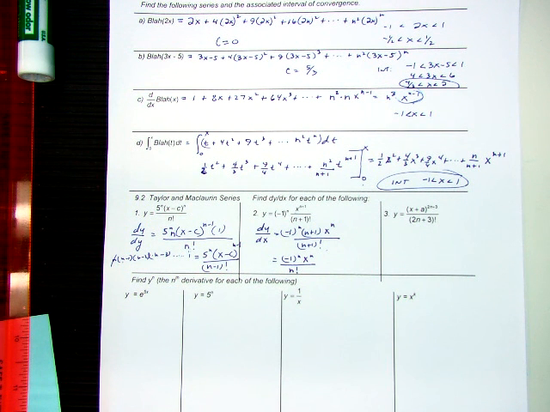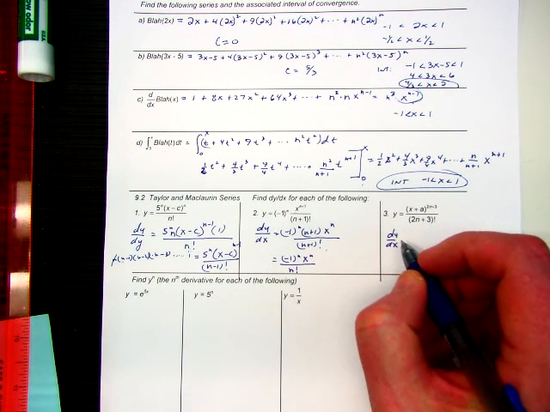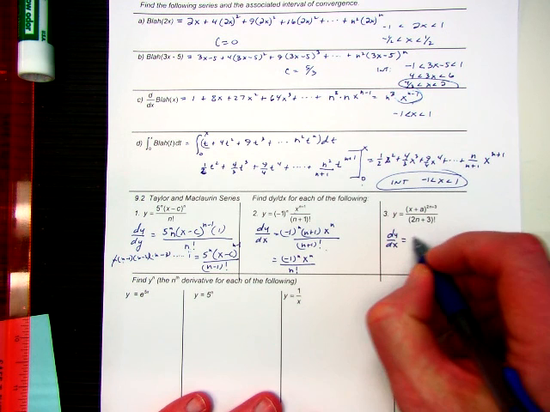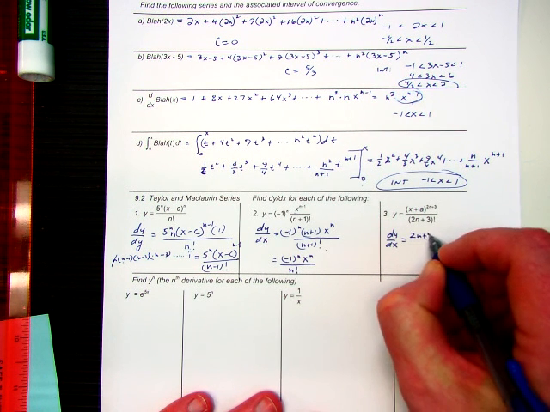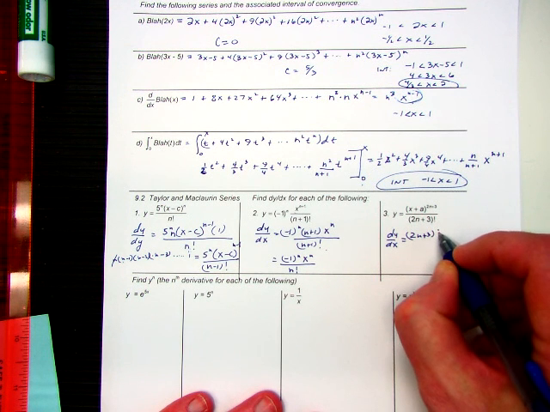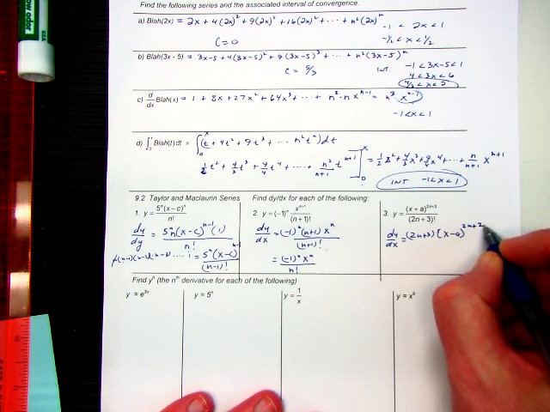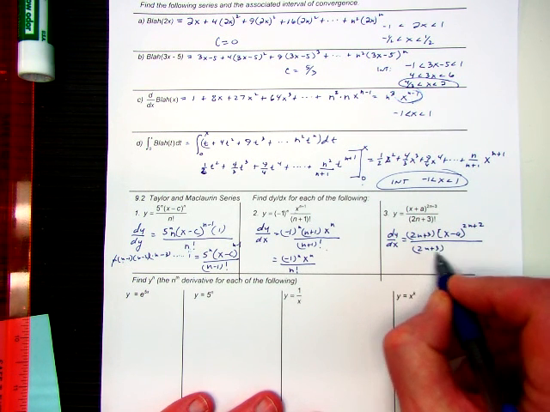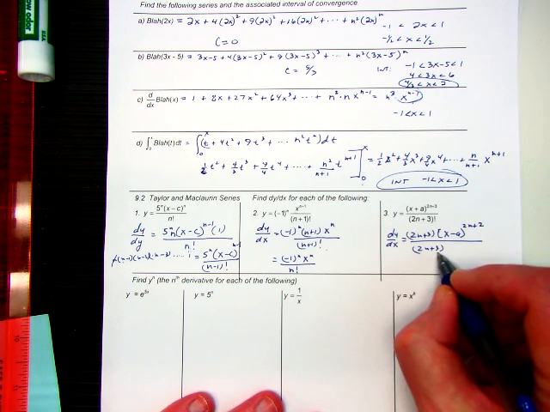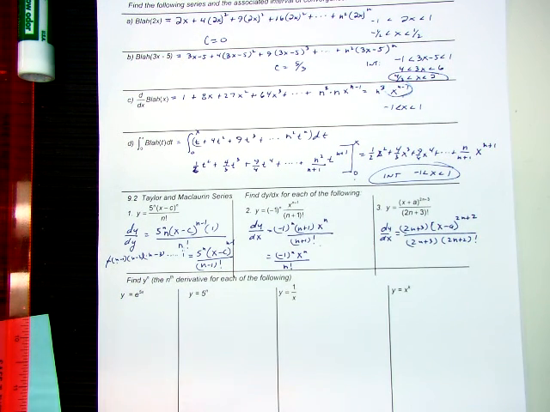Okay? All right, our last one is number 3, and that's going to be dy dx again, is equal to, when I differentiate this, it's going to be 2n plus 3 times x minus a to the 2n plus 2. I just lowered it by 1. Okay, all over 2n plus 3 factorial, which, by the way, is really 2n plus 3 times 2n plus 2 factorial, if it's easier for you to see it that way.